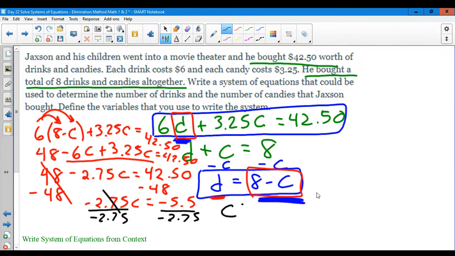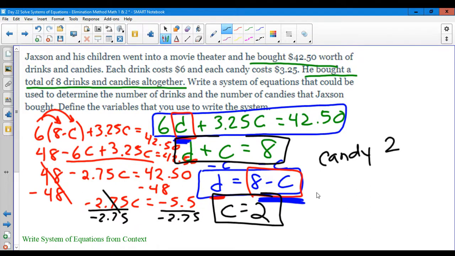So C equals 2. This generous dad that took a bunch of kids to the movie theater bought 2 boxes of candy. And now I remember this equation just being D plus C equals 8. So that if the C is 2, the D must be 6. So the drinks did turn out to be 6. He bought 6 drinks at $6 apiece.